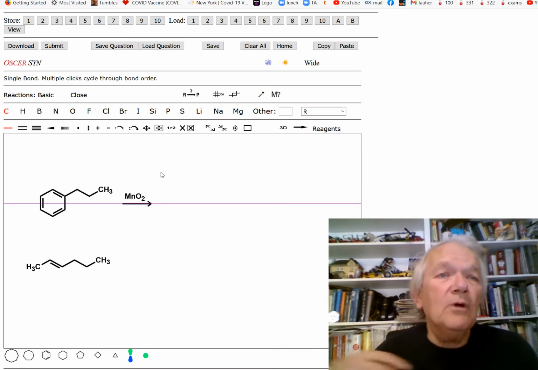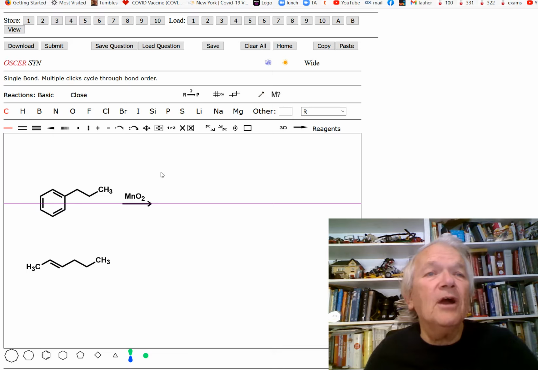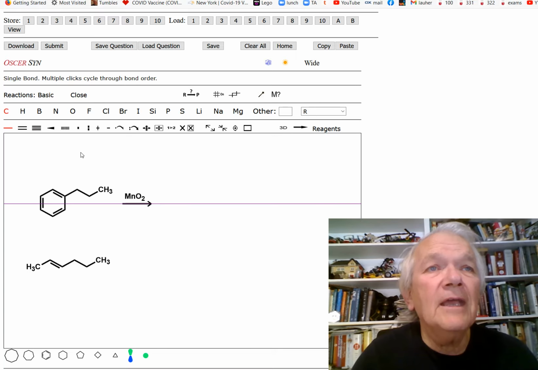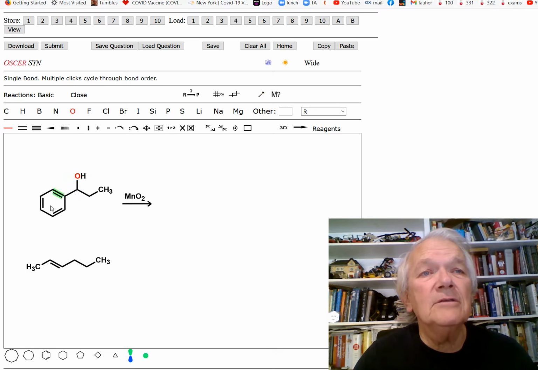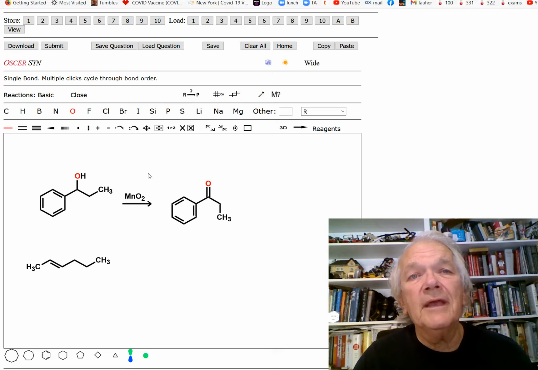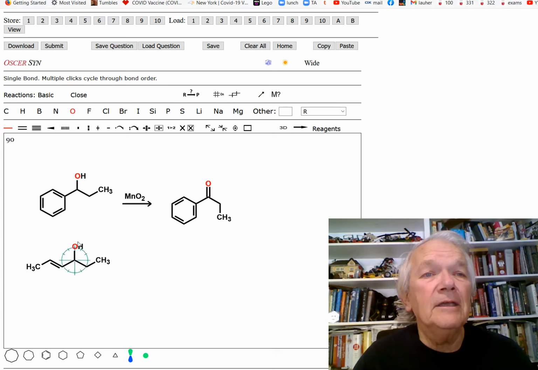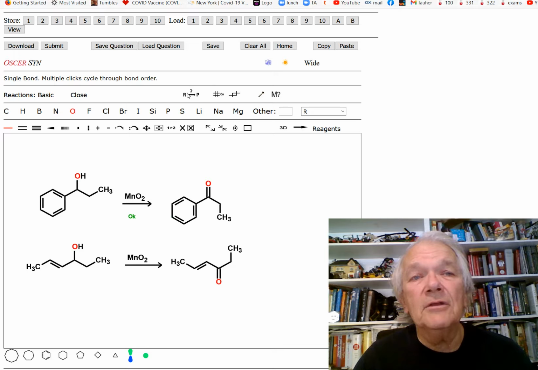Now this won't oxidize a simple carbon, but it will oxidize an alcohol. So if we have an alcohol in the benzyl position, and we do this reaction, it'll very cleanly go to the ketone. The same way, if we have an allyl alcohol, it'll very cleanly take that to the carbonyl.